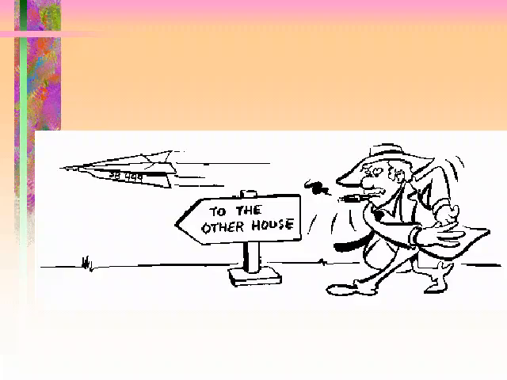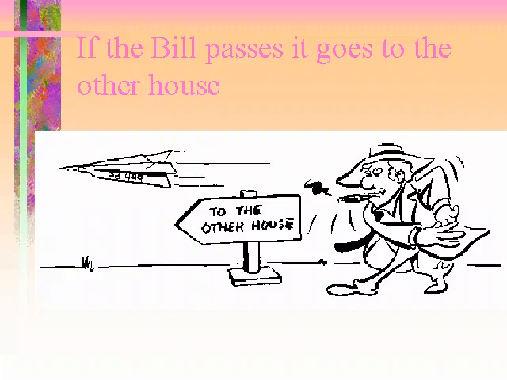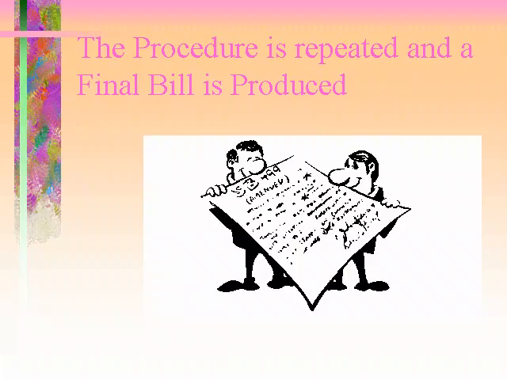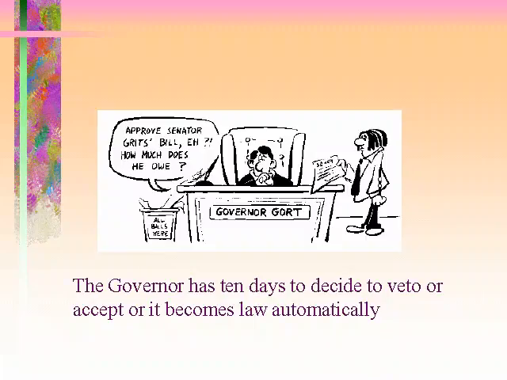Now, if the bill passes, it goes to the other house, and the procedure is repeated and a final bill is produced. It goes to the governor, who has 10 days to decide to veto it, meaning to deny it, or to accept it, or it becomes law automatically.